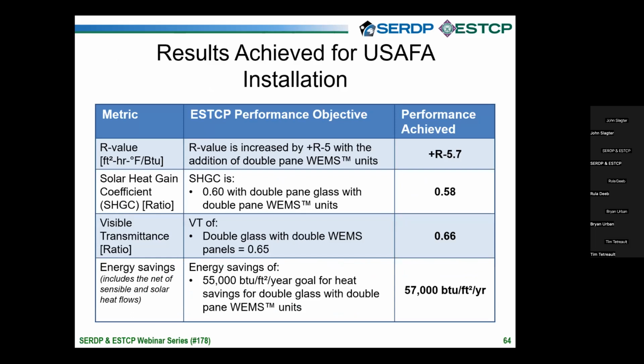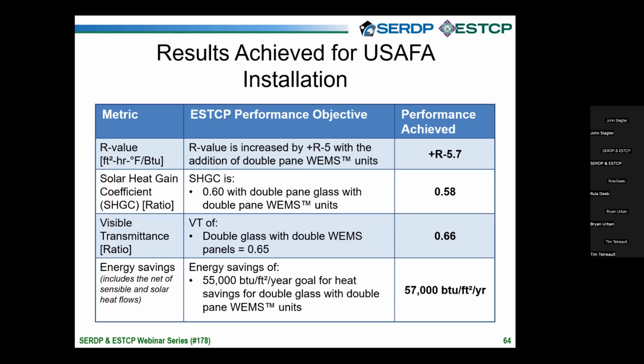And we achieved our objectives. We increased the R value of the existing window. The existing windows at the Air Force Academy are double pane with a low E coating already in them, so they already perform well. And so we added R5.7 to that existing double pane window.